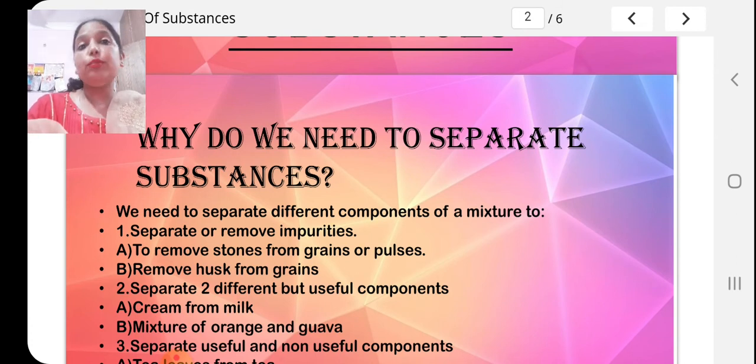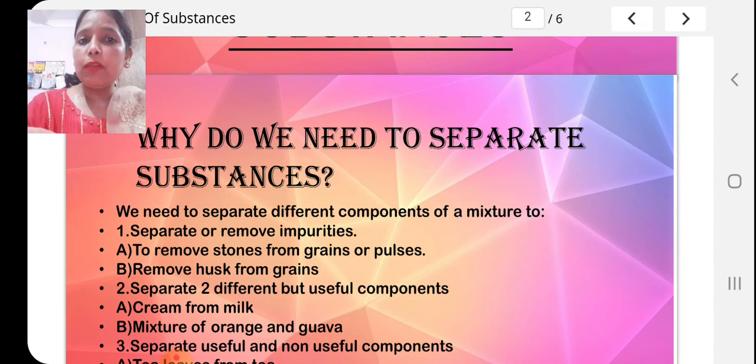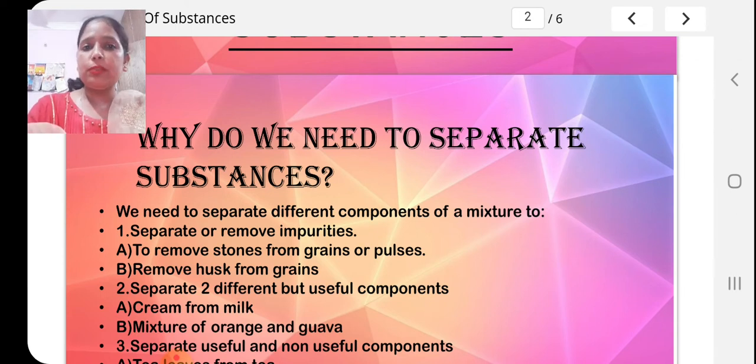If there are some useful substances which we have and there are some impurities in those substances, then we have to remove those impurities for the use of those substances. For example, removal of stones from grains, from pulses, from rice, removal of husk from grains. So these are the impurities which we have to remove for using those substances.